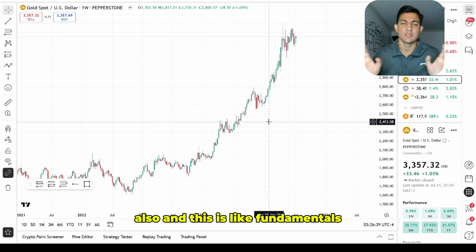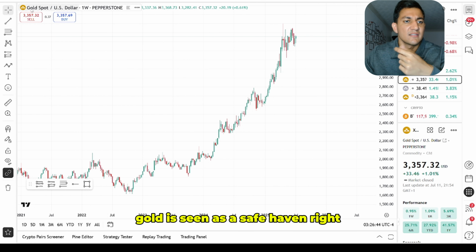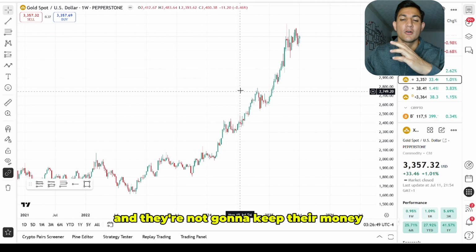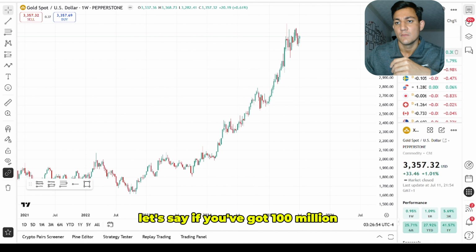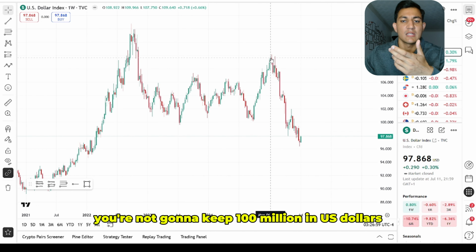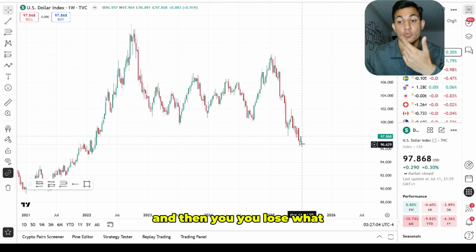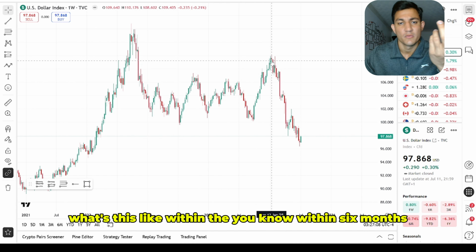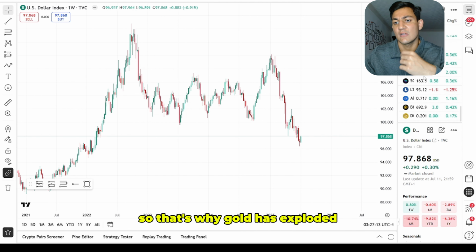Also, and this is like fundamentals, but you don't really need to know this. When the dollar drops, gold is seen as a safe haven, right? Because there's lots of rich Americans, and they're not going to keep their money. If you're a millionaire or billionaire, you're not going to keep your money in dollars. You've got 100 million, you've sold your company. You're not going to keep 100 million in US dollars just to watch price drop 20%, and then you lose 20 million within, what, 6 months? You're never, ever going to do that. So gold is seen as a safe haven. So that's why gold has exploded.